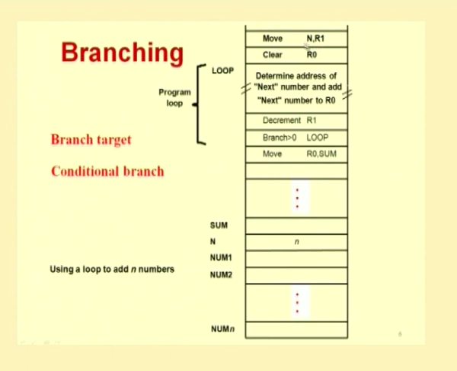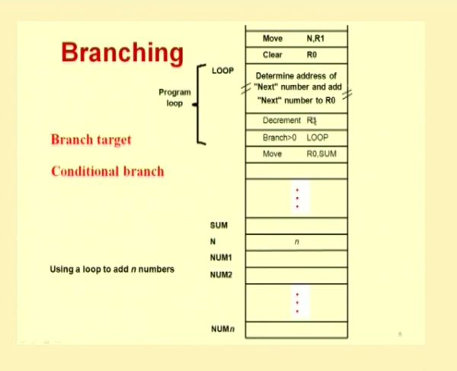So, I have an instruction called move n comma R1 and then I clear R0, basically R0 is made 0. Now, I know that there are these numbers available starting from num1 up to num n. If I know the position of the first number, starting from there I can now access the number and add it to a particular register. Which means inside this loop I would need to determine the address of the next number and add that next number to R0. Now, I will keep doing this until I have added all the n numbers. The count n is available in a register called R1 since I have moved it there.